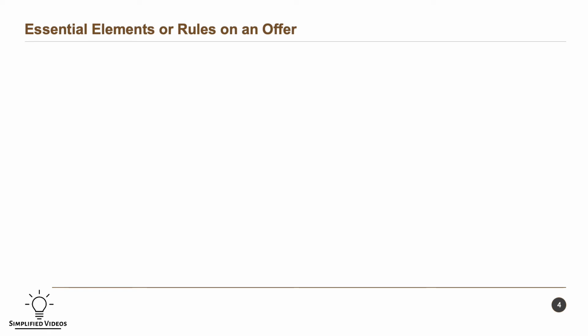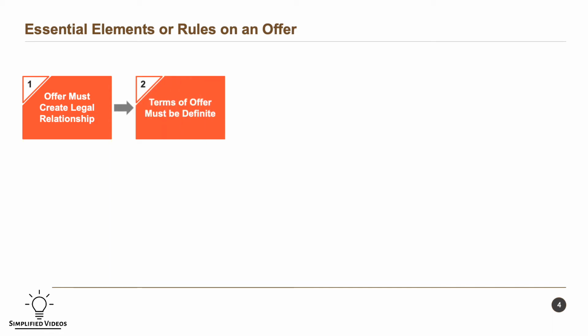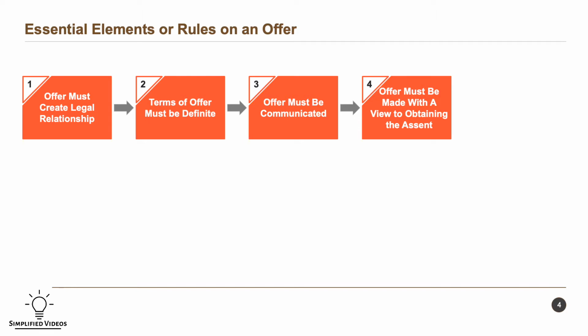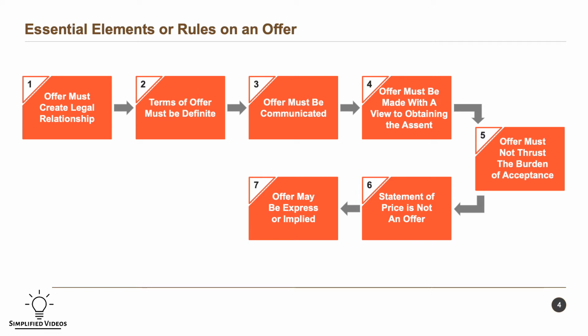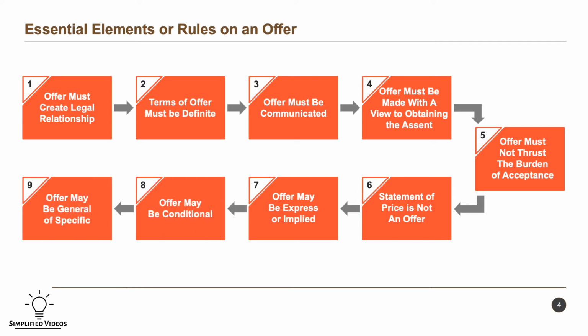Essential elements or rules on an offer are: offer must create legal relationship. Terms of offer must be definite. Offer must be communicated. Offer must be made with a view to obtaining the assent. Offer must not thrust the burdens of acceptance. Statement of price is not an offer. Offer may be express or implied. Offer may be conditional. And offer may be general or specific.